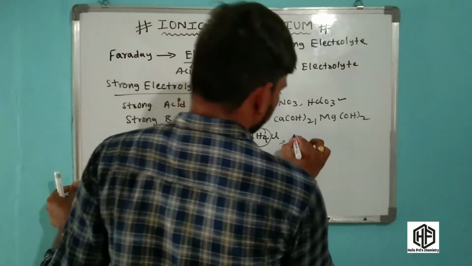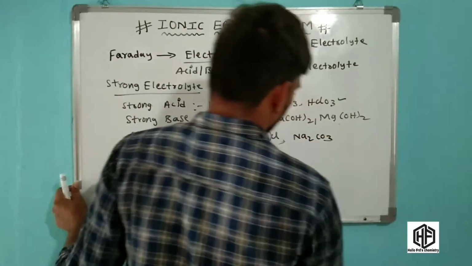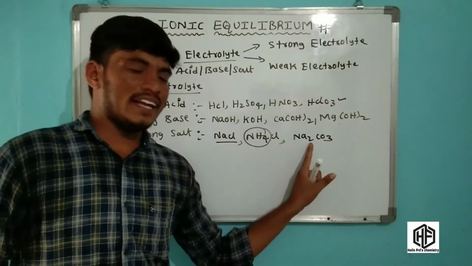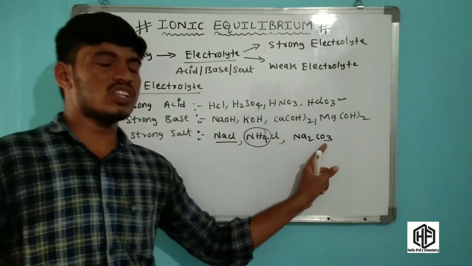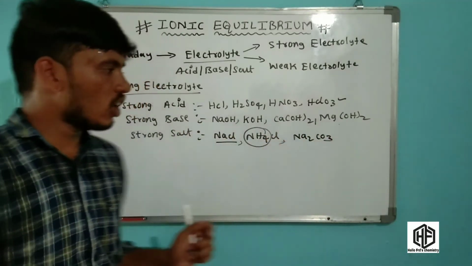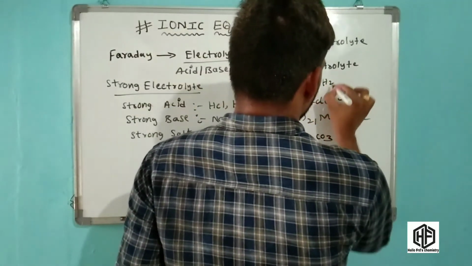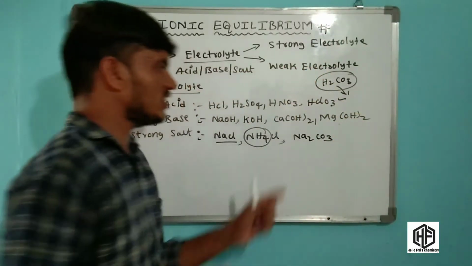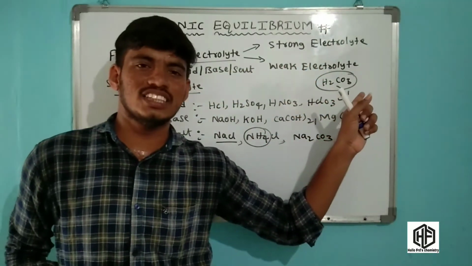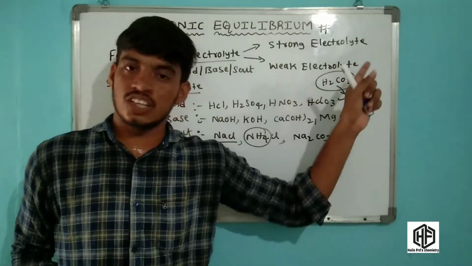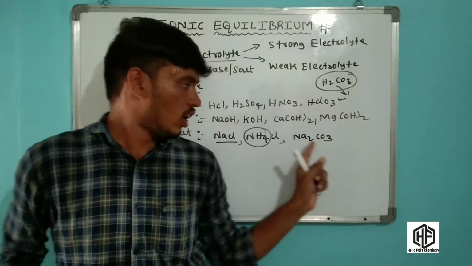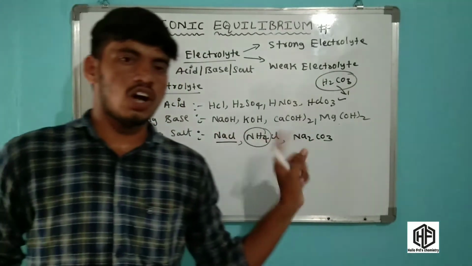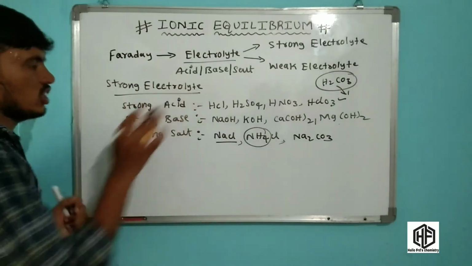And one more point is Na2CO3, sodium carbonate. Na is a strong base, but CO3 is a weak acid, because carbonate CO3 is present in carbonic acid, and carbonic acid is a weak acid. So this is weak, but the other part is strong. If any one is strong, it is also called a strong salt. These are the examples of strong electrolytes.